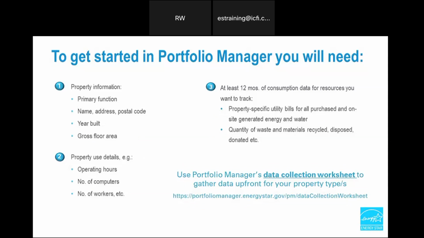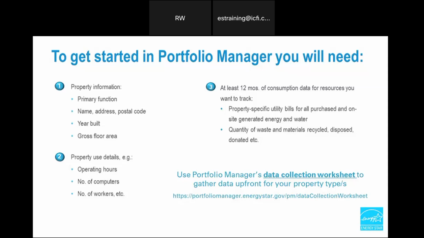To create a record in Portfolio Manager, all you need are the items that are listed under number 1 on this slide. So that's the property's primary function, name, address, and postal code, the year that it was built, and the GFA. As long as you enter those details, then you will have a full record. If you are interested in generating the Energy Star score, you will also need property use details.